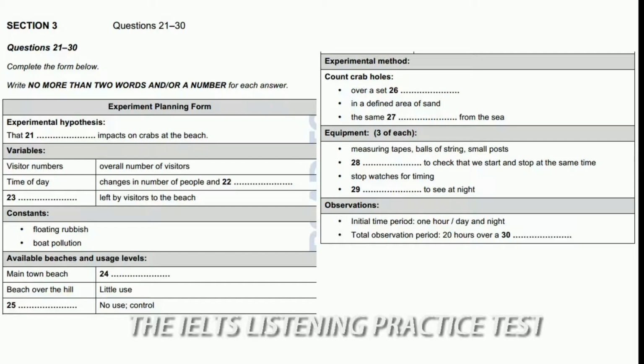Oh, right. So our experimental hypothesis is that people's use of the beach impacts on the crabs living in the sand. To include everything, we probably need to write down human activity. Fair enough. I agree. Okay, so what are we including as our variables? Of course, the first one has to be the overall number of visitors to the beach, right? Yeah. On the form I'll call that visitor numbers.